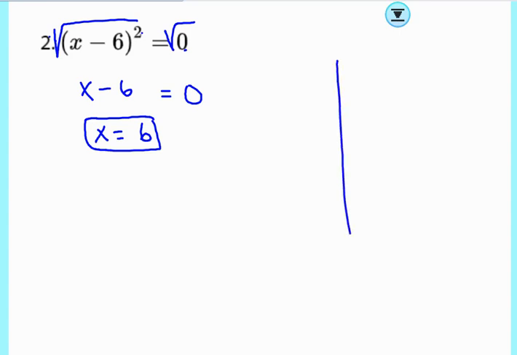So if I was graphing this, I would think, well, let's see, it moves 6 to the right. So there was just one solution because it hit at x equals 6 and it bounced off, right? That would be the equation. So it's just one solution.